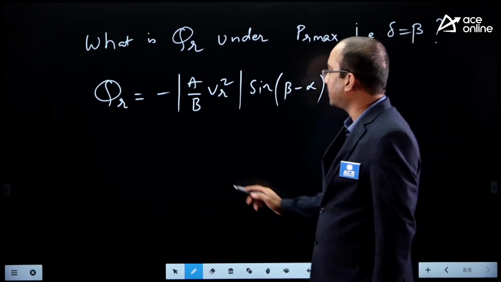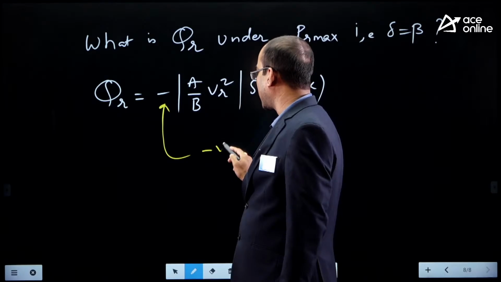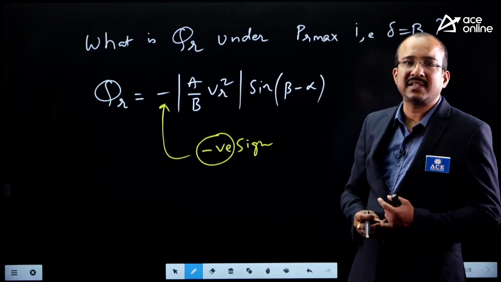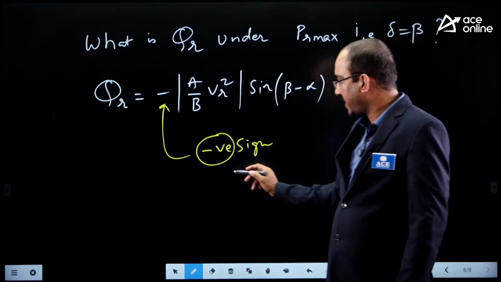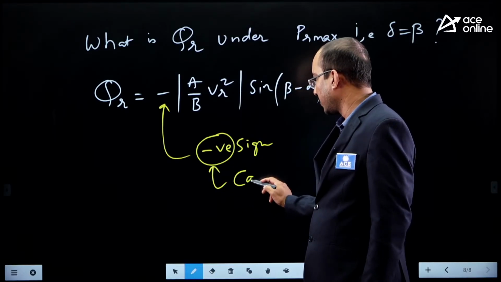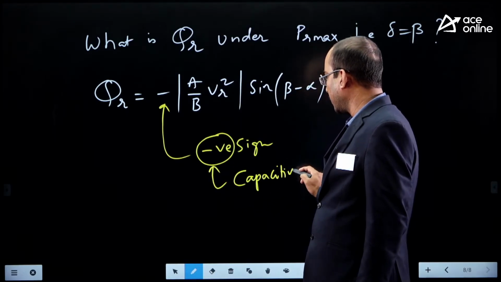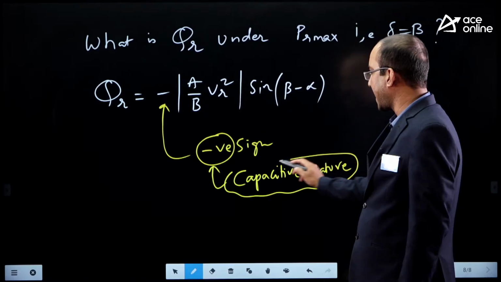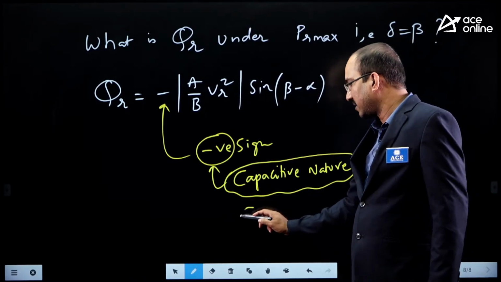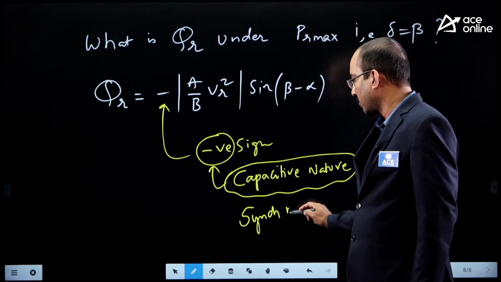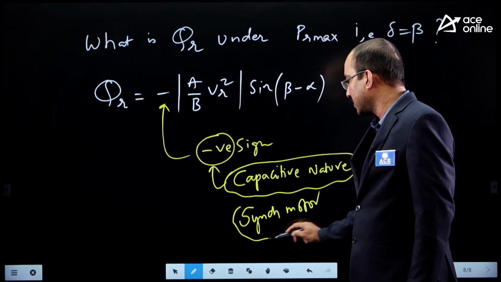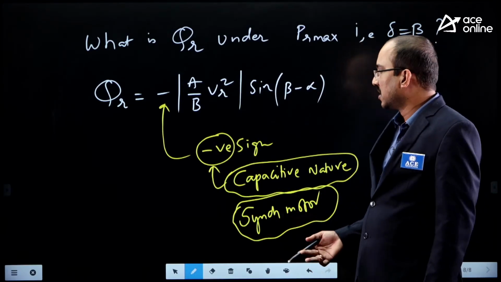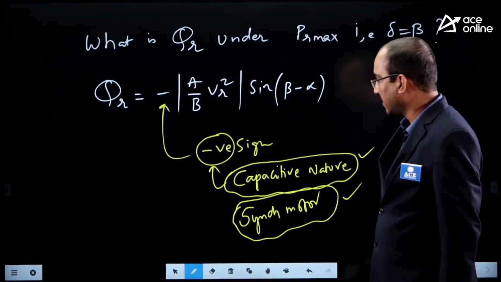So what is our observation here? The sign for reactive power is negative. As it has a negative sign, it should be of capacitive nature. The load must be of capacitive nature. That means it should inject reactive power, or it should be a synchronous motor load, because a synchronous motor can inject reactive power. So it should be either of capacitive nature or a synchronous motor load.